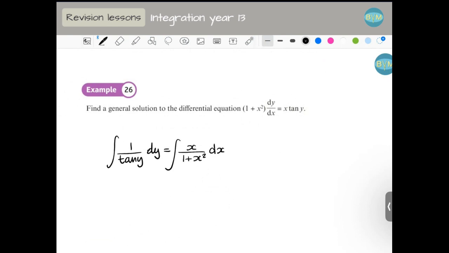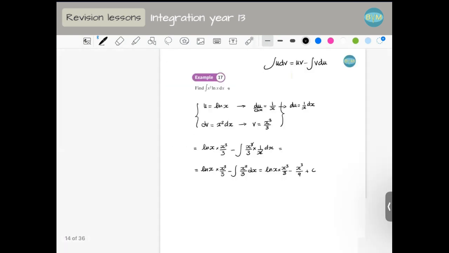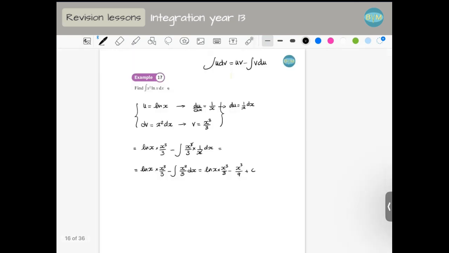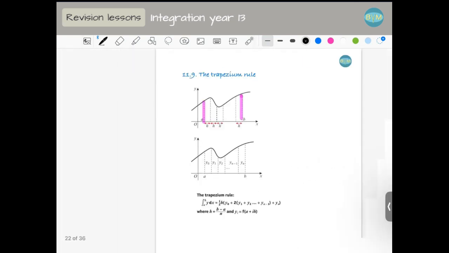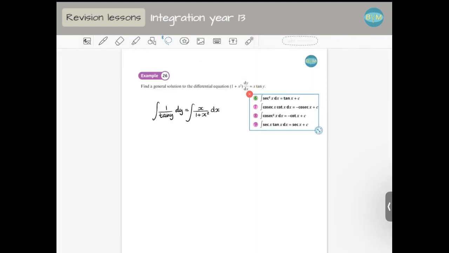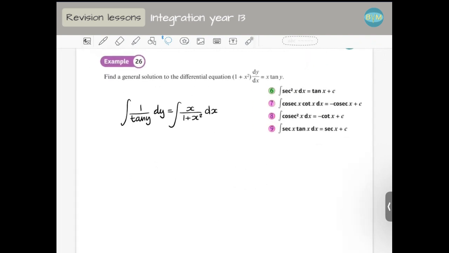What is the integral of the first one? Probably you won't remember the list, but I'm going to remind you the list. Maybe we can even copy. How would you integrate 1 over tan? Where's the list? 1 over tan, how can I integrate that one? How can I integrate tan? Any idea? Not tan, 1 over tan.